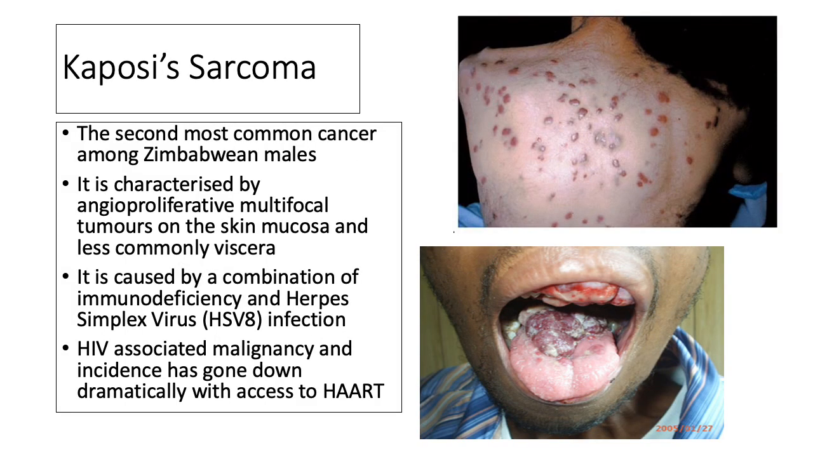And then the second cancer which I have here is Kaposi sarcoma, which is the second most common cancer amongst Zimbabwean men, characterized by angioproliferative multifocal tumors. Can you see? Yes, so all these. It is caused by a combination of immunodeficiency as well as human herpesvirus 8 infection. Terrible cancer. Fortunately, over the years, the incidence has gone down because of the antiretroviral drugs that we have. They're highly effective ones. So those are the 2 that I wanted to highlight.